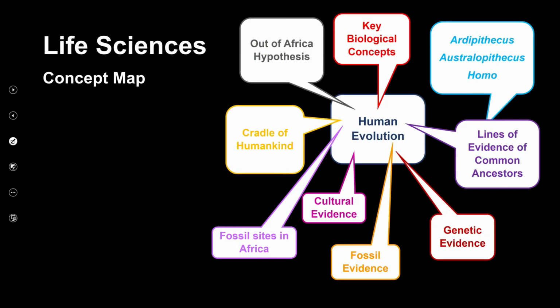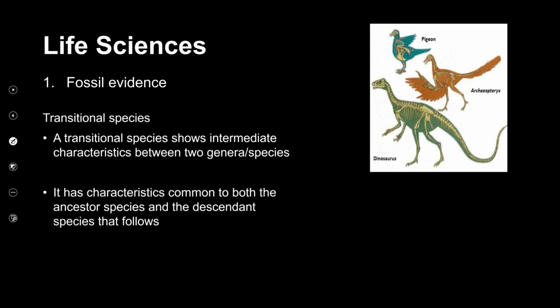We've had a look at the biological concepts. We've had a look at our lines of evidence, our different species. We're now going to have a look at the various forms of evidence that we have for human evolution. Okay, so first of all, we're going to have a look at fossil evidence. And if you have a look, we're going to talk about transitional species.